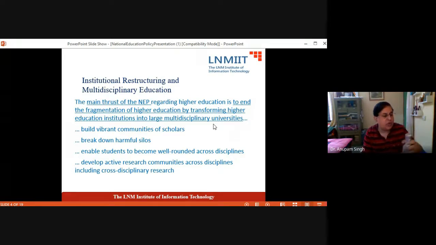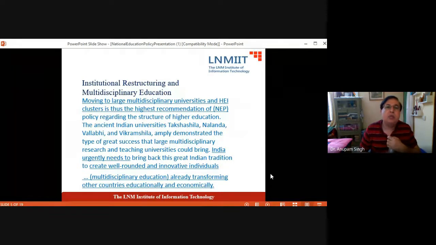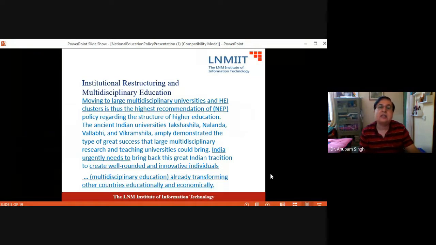Continuing with what the NEP says, they want to build vibrant communities of scholars, break down harmful silos, enable students to become well-rounded across disciplines, and develop active research communities across disciplines, including cross-discipline. I'm sure that we'll all agree that these are good things. But of course, if you don't, please do let me know. Then the NEP points out that moving to large multidisciplinary universities and HEI clusters is thus the highest recommendation of the NEP.